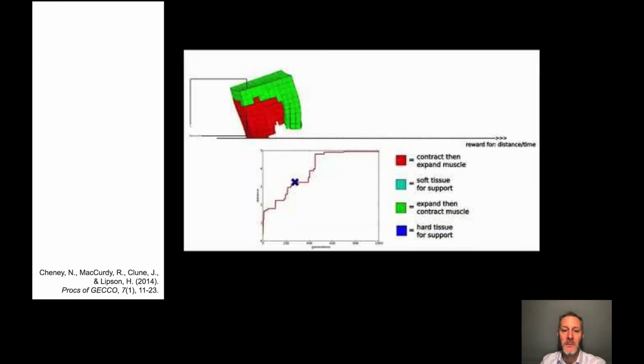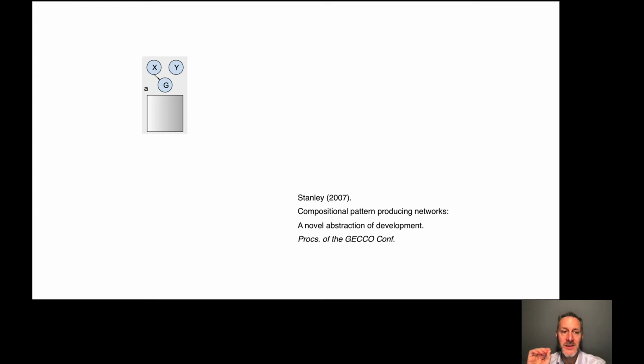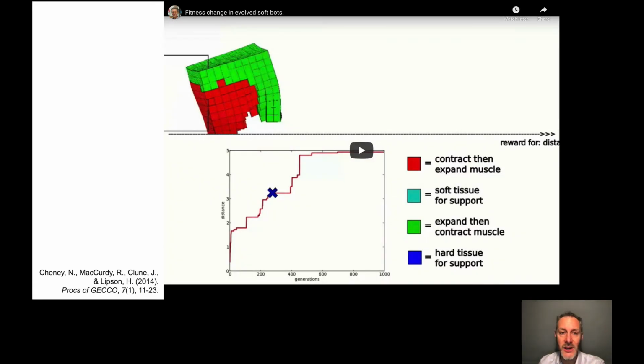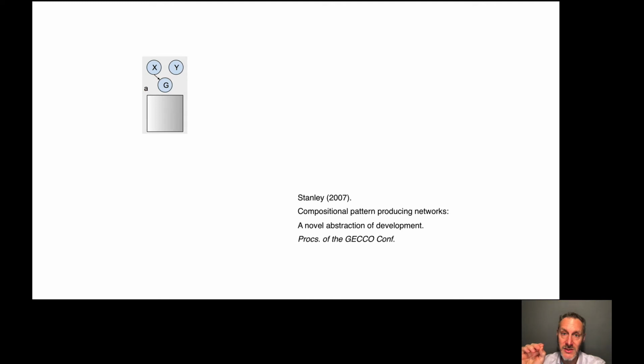Okay, so I'm just going to spend a few minutes to dive down into the technical details, for those that are interested, of what's going on inside the evolutionary algorithm. Well, in this project and the computer designed organisms project that I'm going to show you in a moment, the DNA that describes the robot is encoded as a particular kind of neural network known as a compositional pattern producing network, or CPPN. These were reported by Ken Stanley back in 2007.